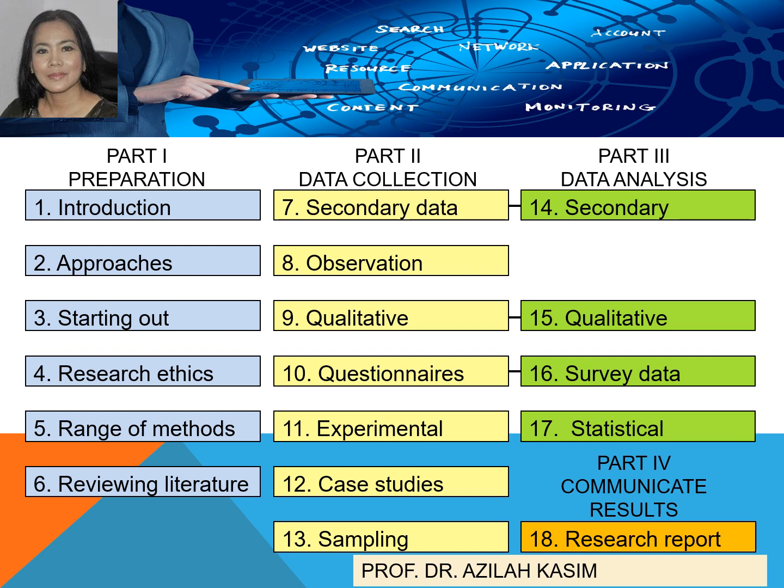When we look at secondary data, we will also be looking at how we analyze secondary data, how we analyze qualitative data, survey data, statistical data, as well as how we prepare a research report when it comes to the last part, which is to communicate the results. So this whole thing here is the process of research in academia.